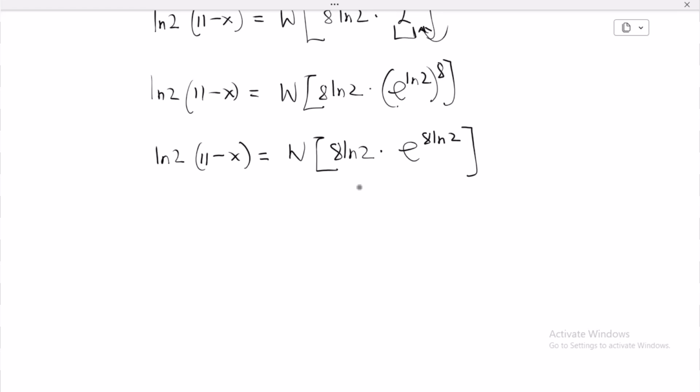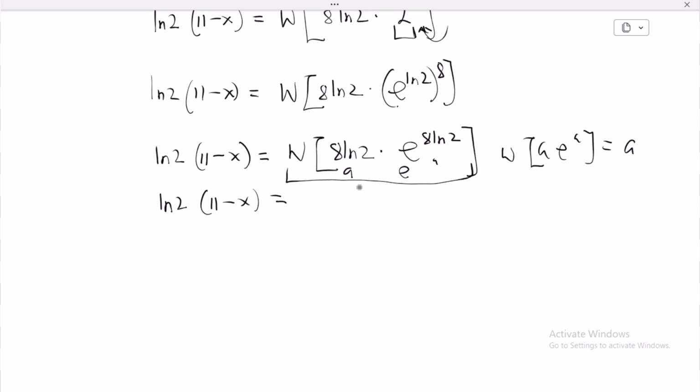Now the same scenario over here, and then I'm going to have natural log of 2 multiplying 11 minus x to be equal to, when I take W Lambert's function of this, this is our a, e to the power a. So that's just going to give us, when we take W Lambert's function of a e to the power a, it's just going to give us a. And when we do that, we are going to have 8 natural log of 2.